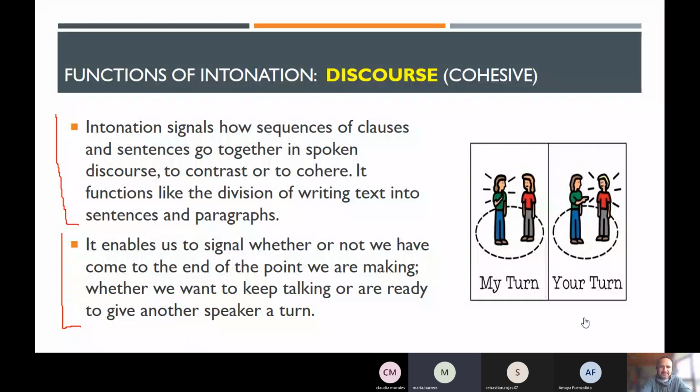Functions of intonation. Discourse. Intonation signals how sequences of clauses and sentences go together in a spoken discourse, to contrast or to cohere. It functions like the division of writing text into sentences and paragraphs. It enables us to signal whether or not we have come to the end of the point we are making, whether we want to keep talking or are ready to give another speaker a turn.